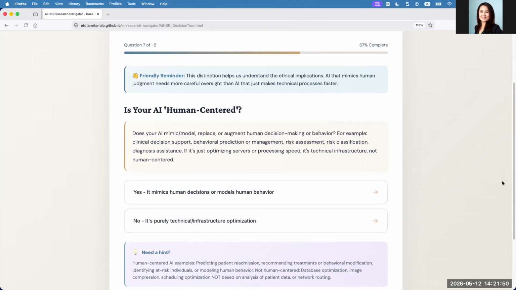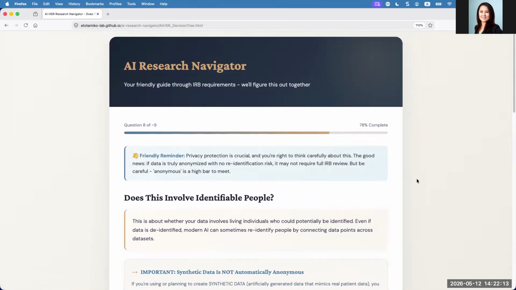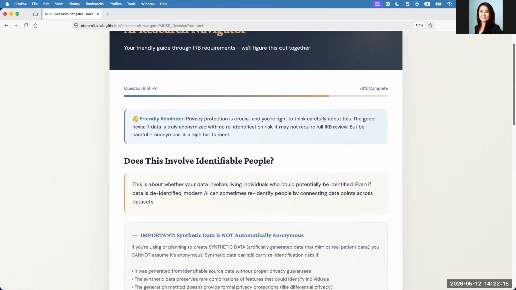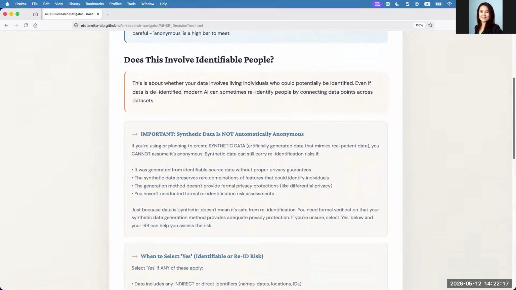And for ours, our tool is predicting clinical risk the way that a clinician would, using human data. If it were just optimizing for server performance, then maybe we would just say no, it's purely technical infrastructure, but we definitely have some clinical decision support functionality going on. So we're going to go ahead and click yes here, mimicking human decisions.